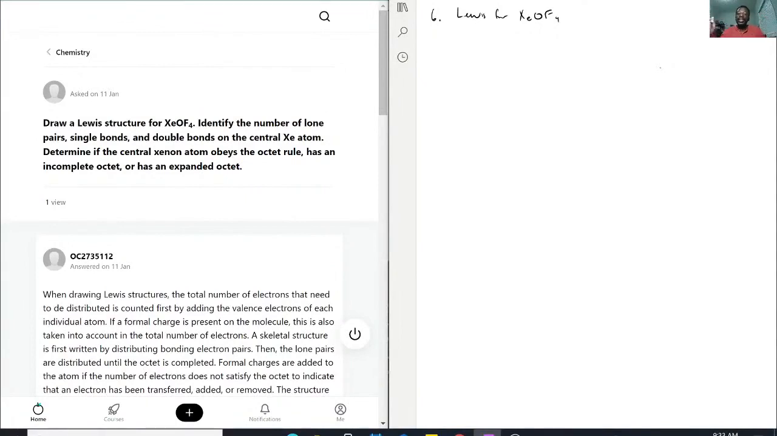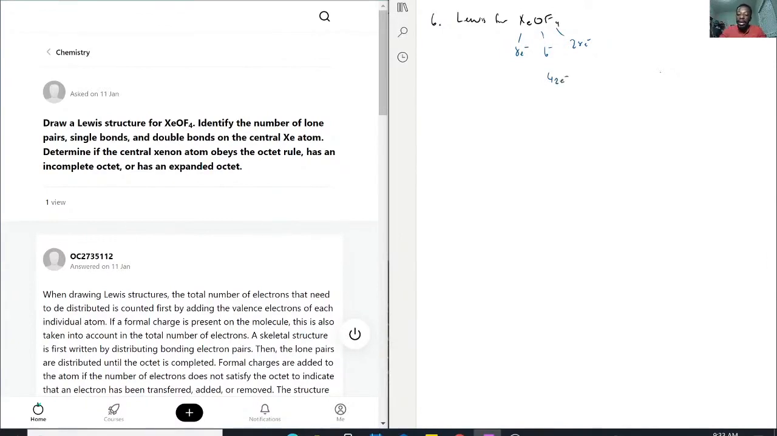With that being said, xenon can contribute 8 electrons. Oxygen, 6 electrons. Fluorine, there are 4 of them. Although it's 7 electrons, it's 7 for each of them, so that's 28 in total. So in total for all of this, we have 8 plus 6 plus 28. We need to account for 42 electrons, which sounds daunting, but I know we can do it.